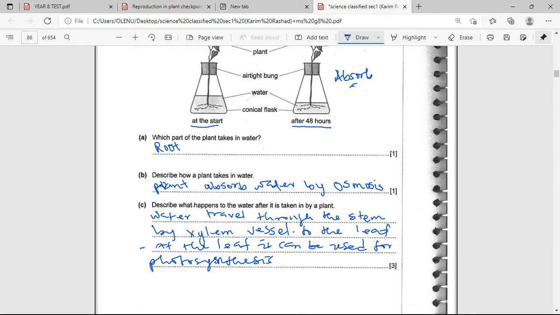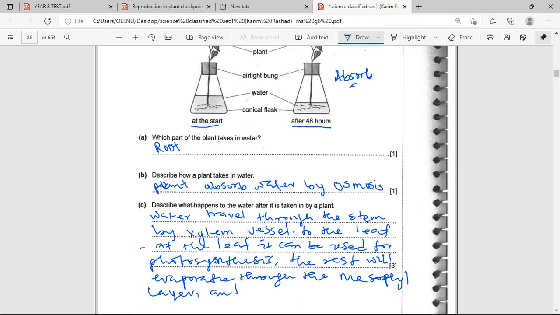And also the rest of this water will evaporate through the mesophyll layers, and the rest will leave or diffuse out as water vapor through the stomata.